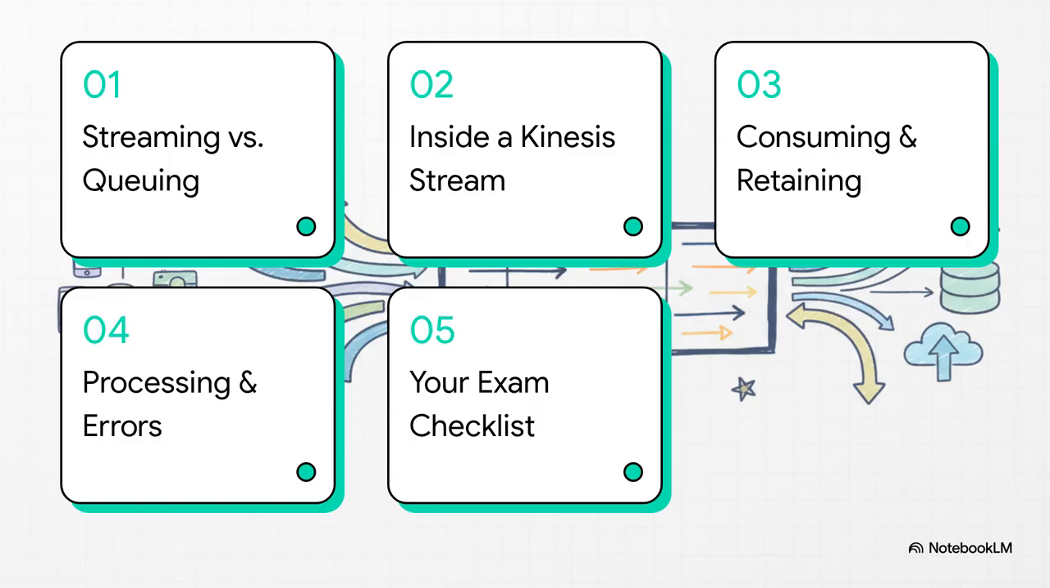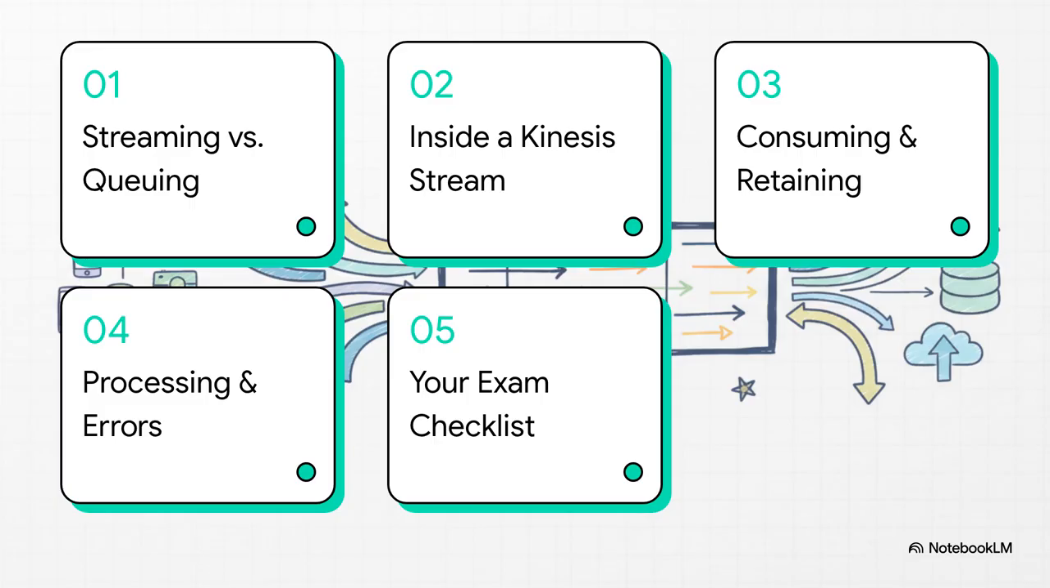So we'll kick things off with the big question: stream or queue? Then we'll pop the hood on Kinesis to understand shards and keys. After that, it's all about getting data out, handling the inevitable errors, and finally, we'll wrap it all up with a rapid-fire checklist to really make it all stick.